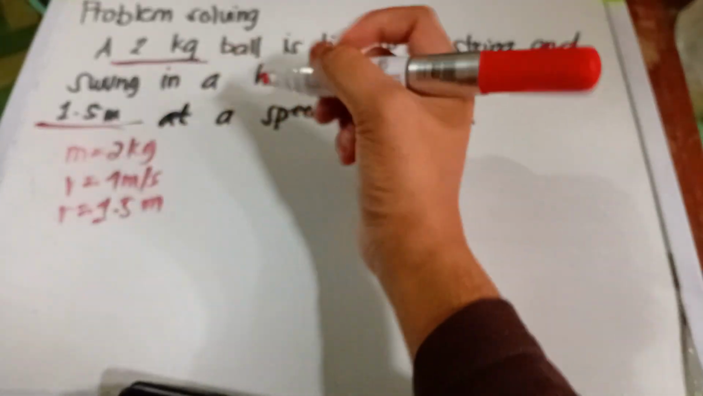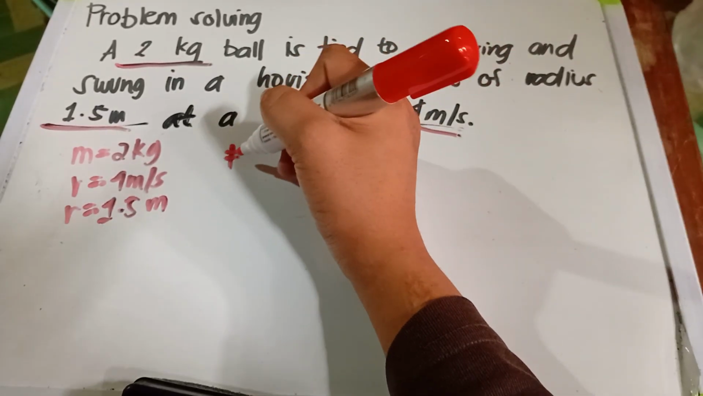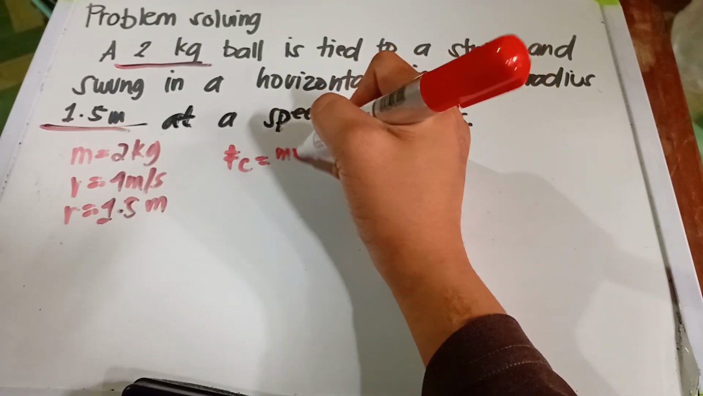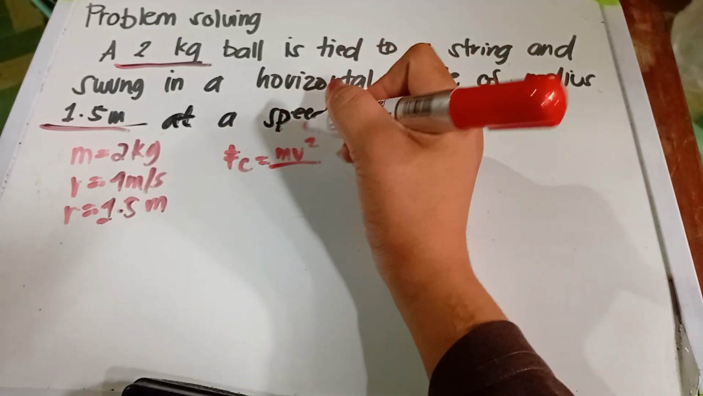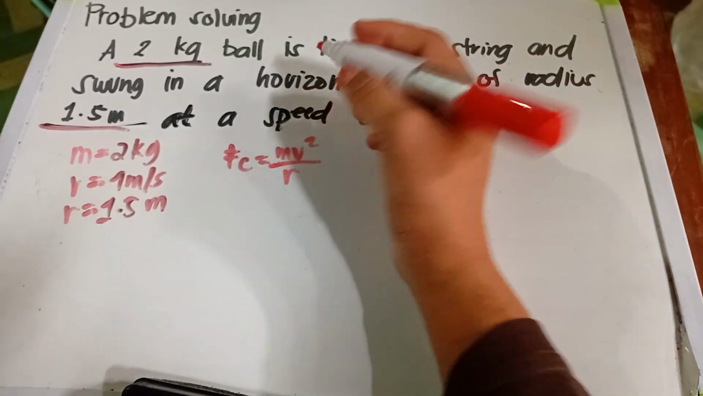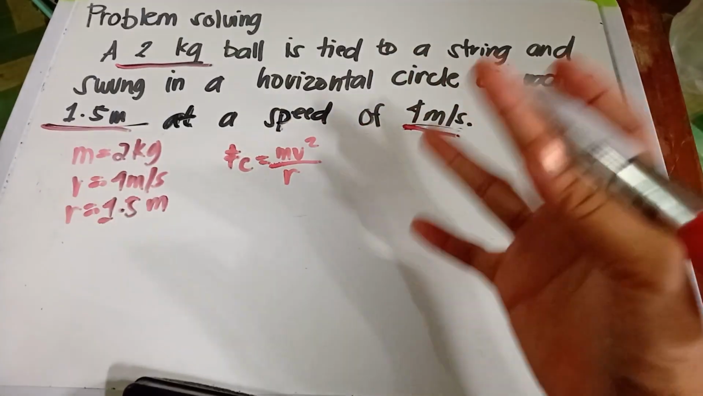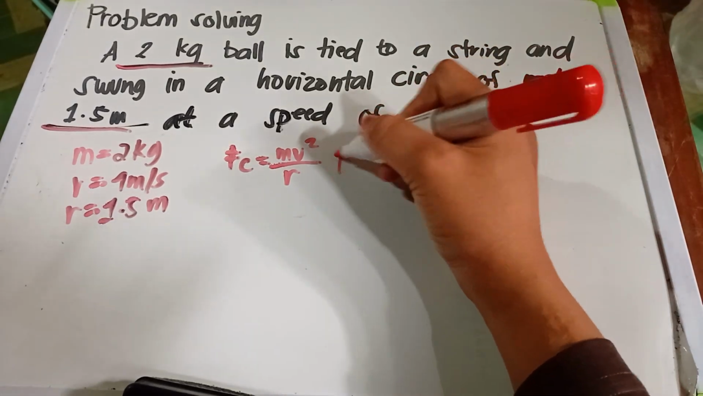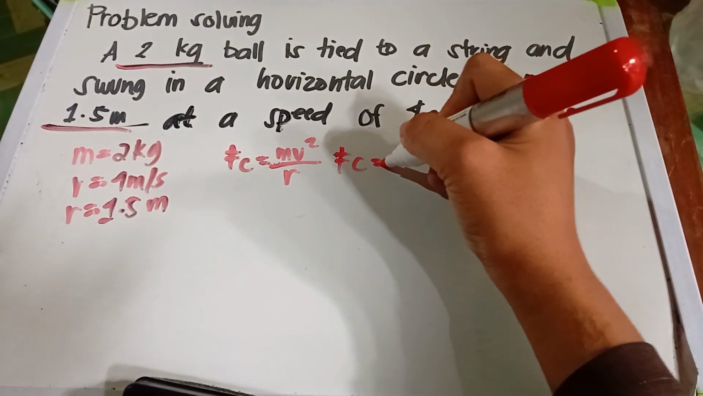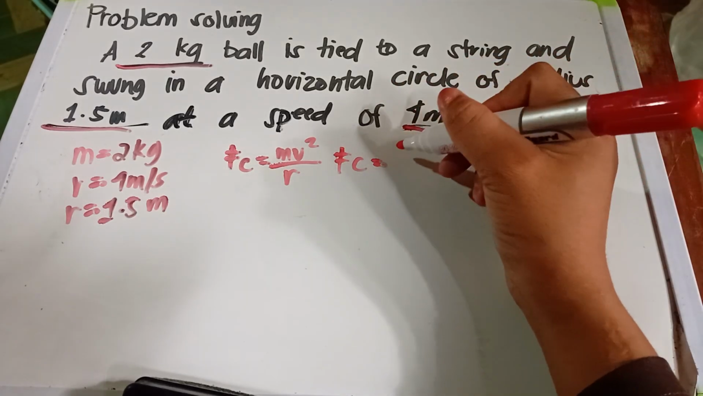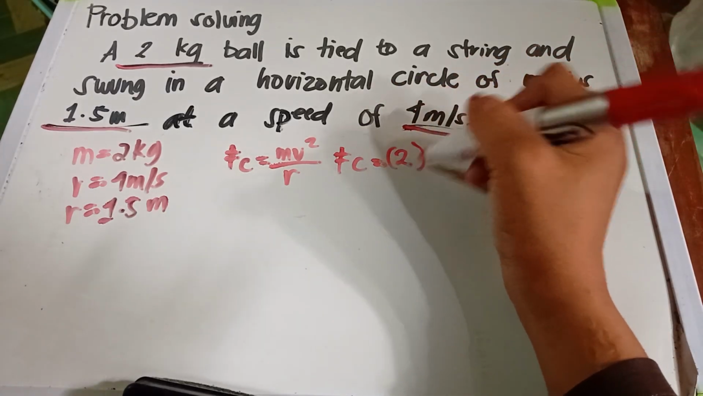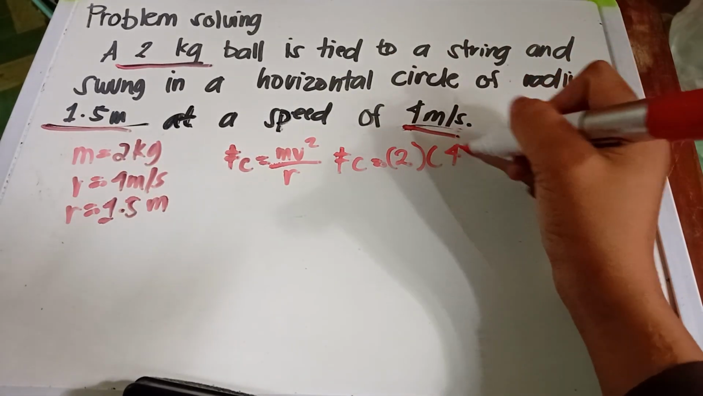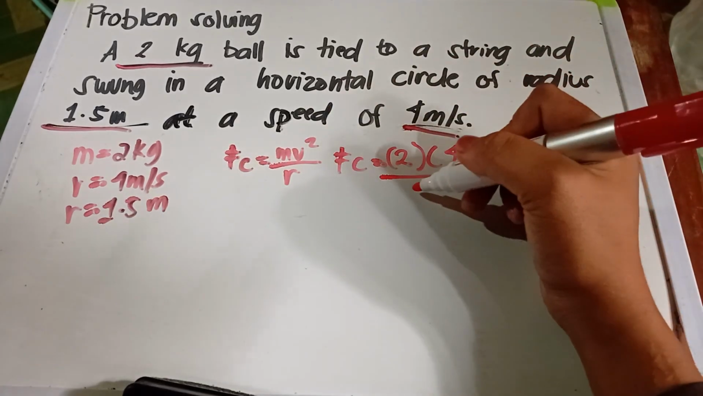So we're going to use the formula Fc is equal to mv squared over r. So let's substitute the values. Fc, our mass is 2, and our speed is 4 squared, over the radius 1.5.